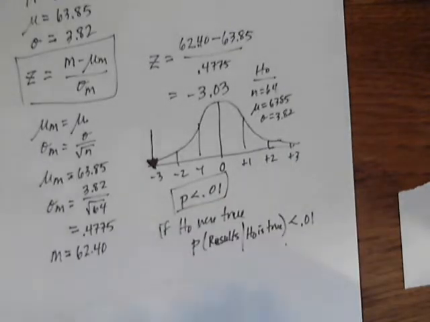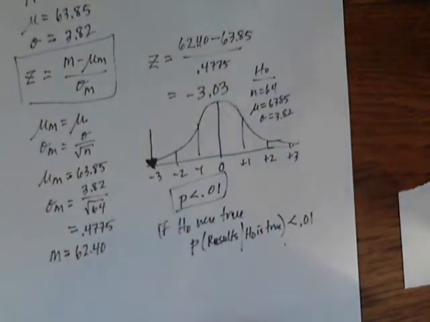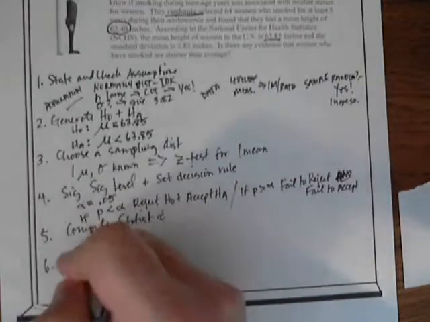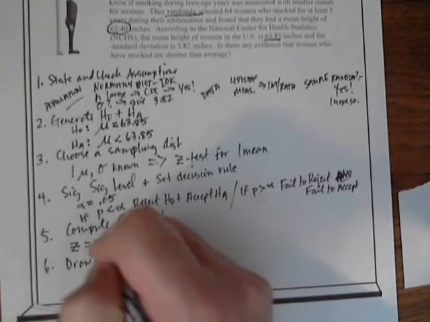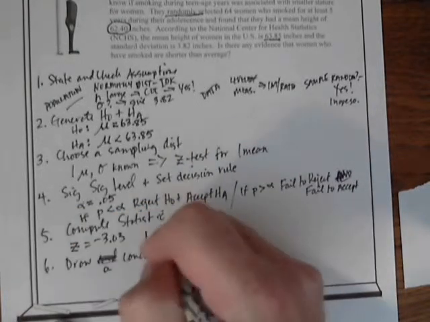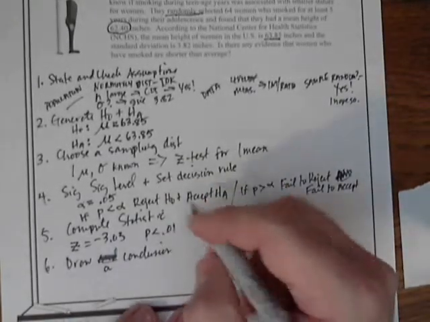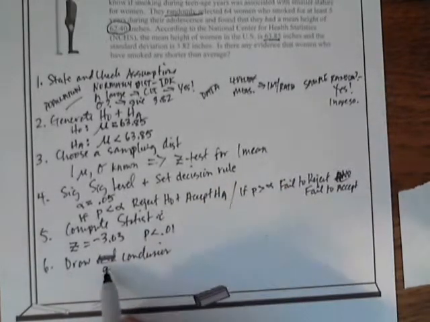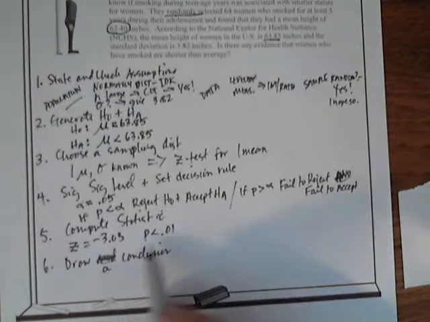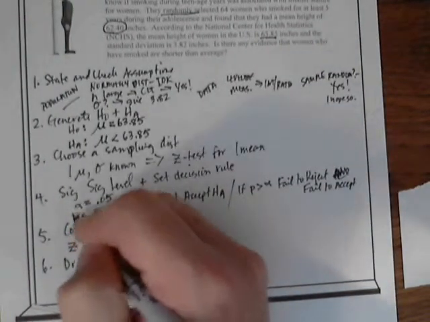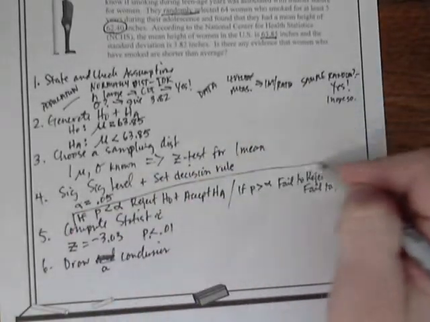All right, so if we get back to our hypothesis test, what we find is we calculate a statistic z is equal to negative 3.03. P is less than 0.01. If we made it 0.01, that's fine. Now, drawing our conclusion, all we do now is apply the p to this decision rule right here that we made earlier.